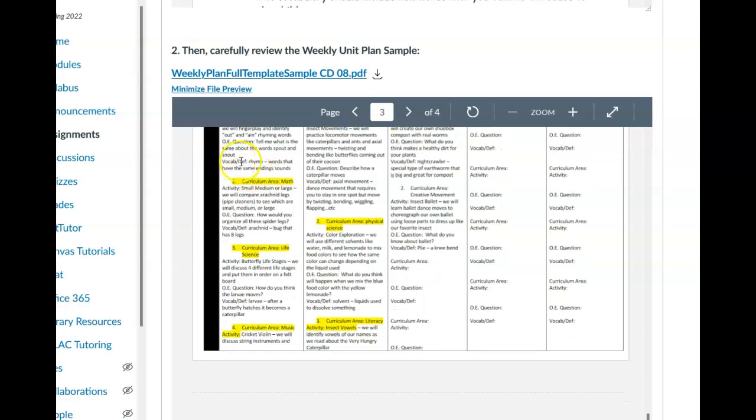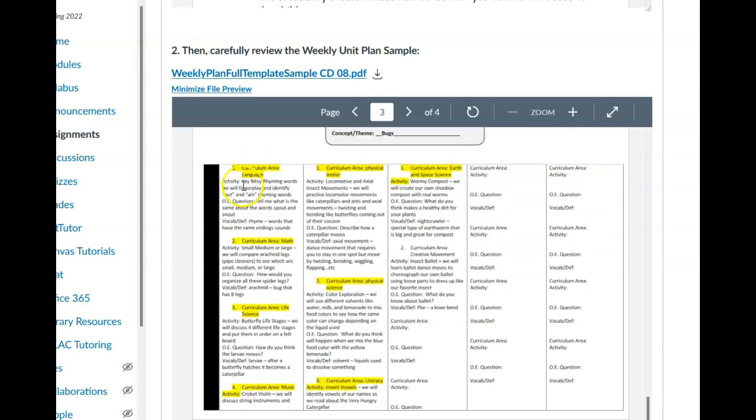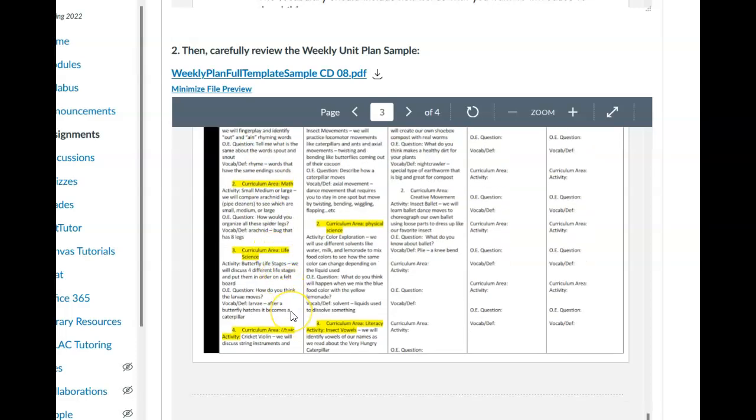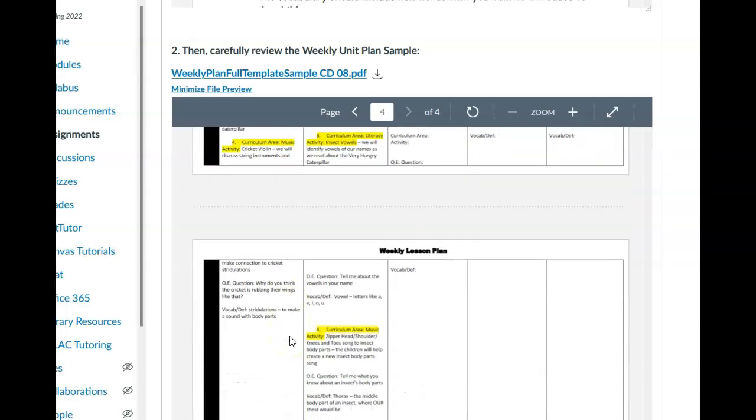And then for your vocabulary word, you can just choose one for that content area and provide the student-friendly definition. And that's all you do for each content area. Activity, the open-ended question, and vocabulary. So for each day of the week, you should cover language arts, math, science, and music and movement. So in this case, we have physical motor, but that's covered under music and movement. So that would be under that category. So for each day of the week, you have language arts, you have math, you have life science or physical science, and music and movement. And that is pretty much it.